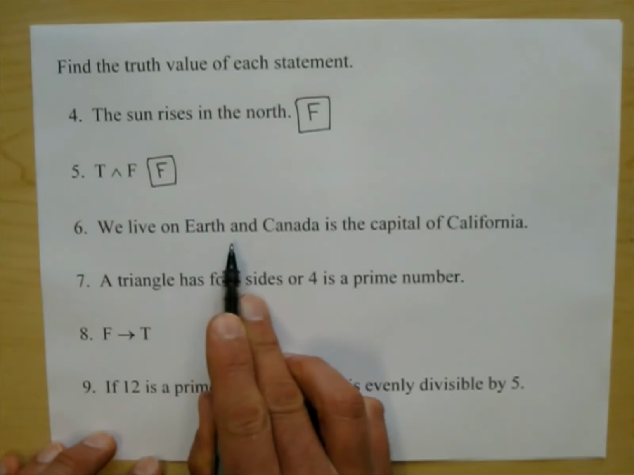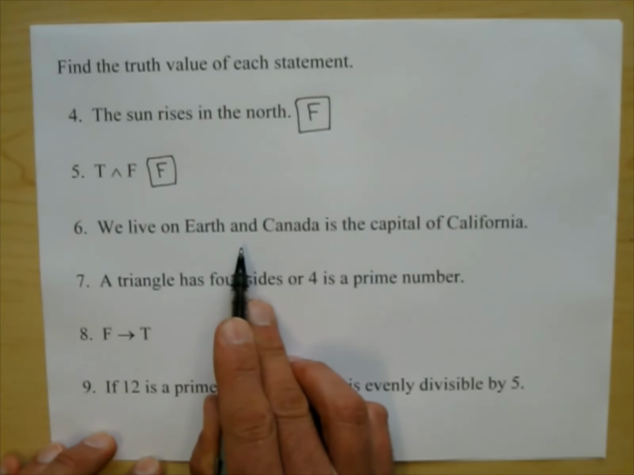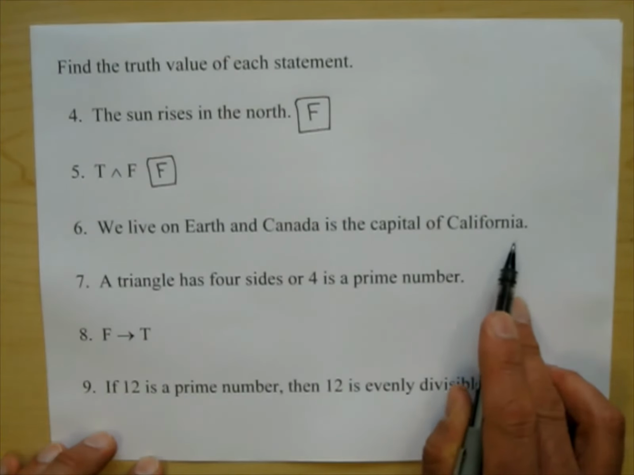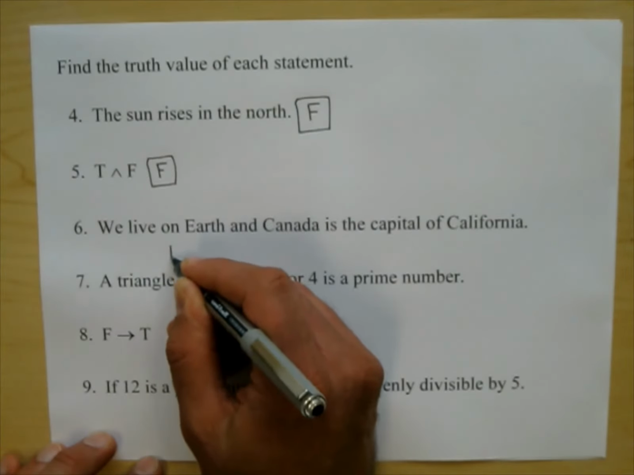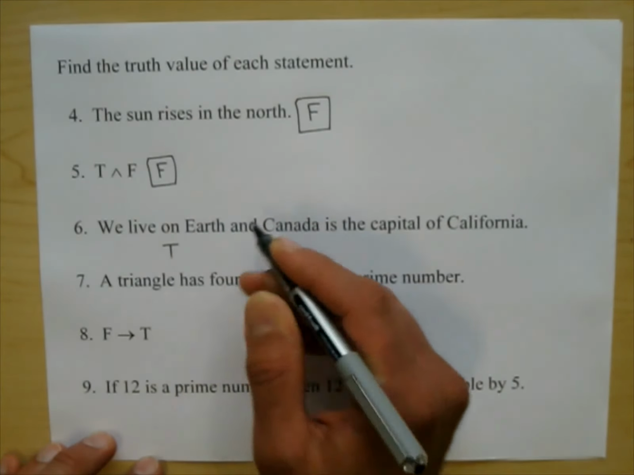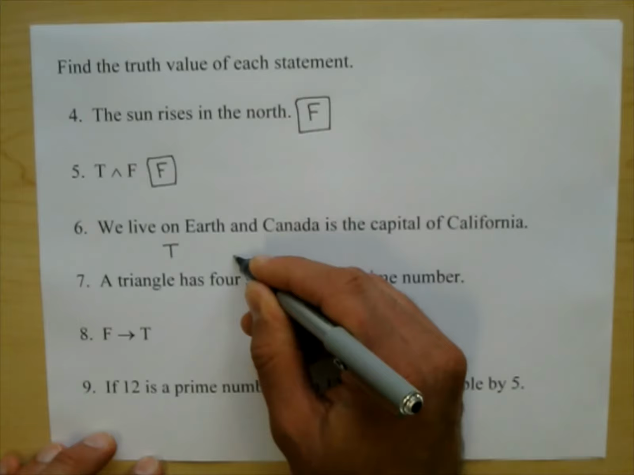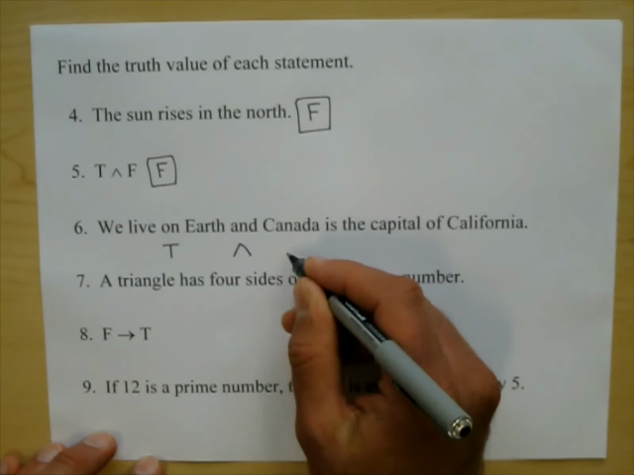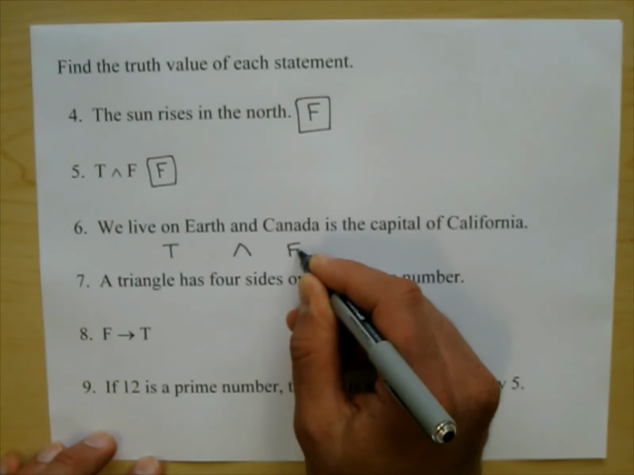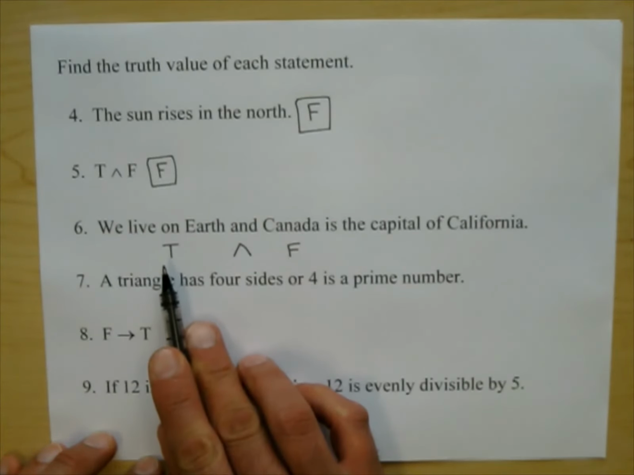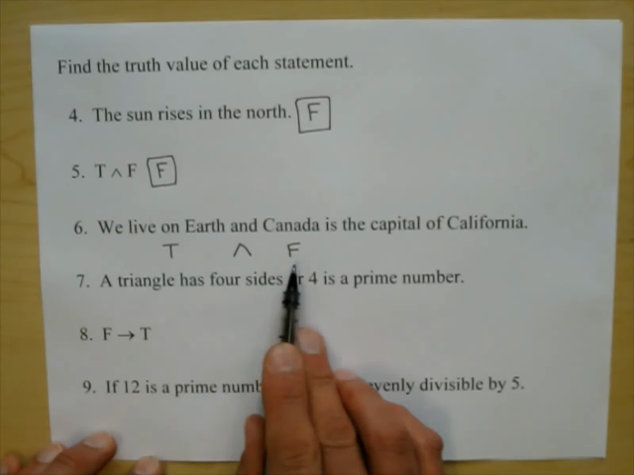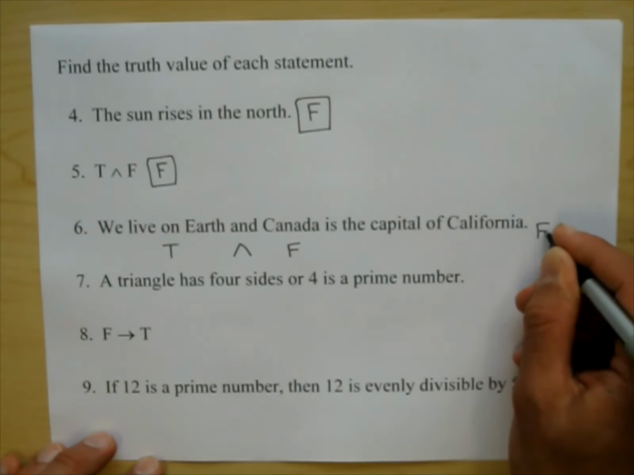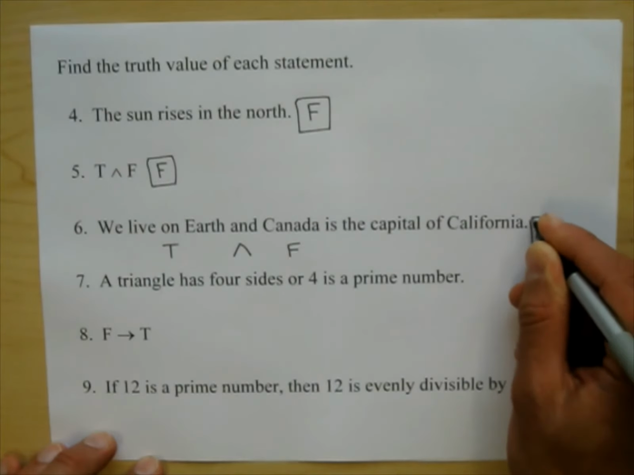We live on Earth, and Canada is the capital of California. So we live on Earth is true. Here's an and. Canada is the capital of California. That is false. So this gives me a true and false. Just like I had up there, true and false equals false. This statement is a false statement.